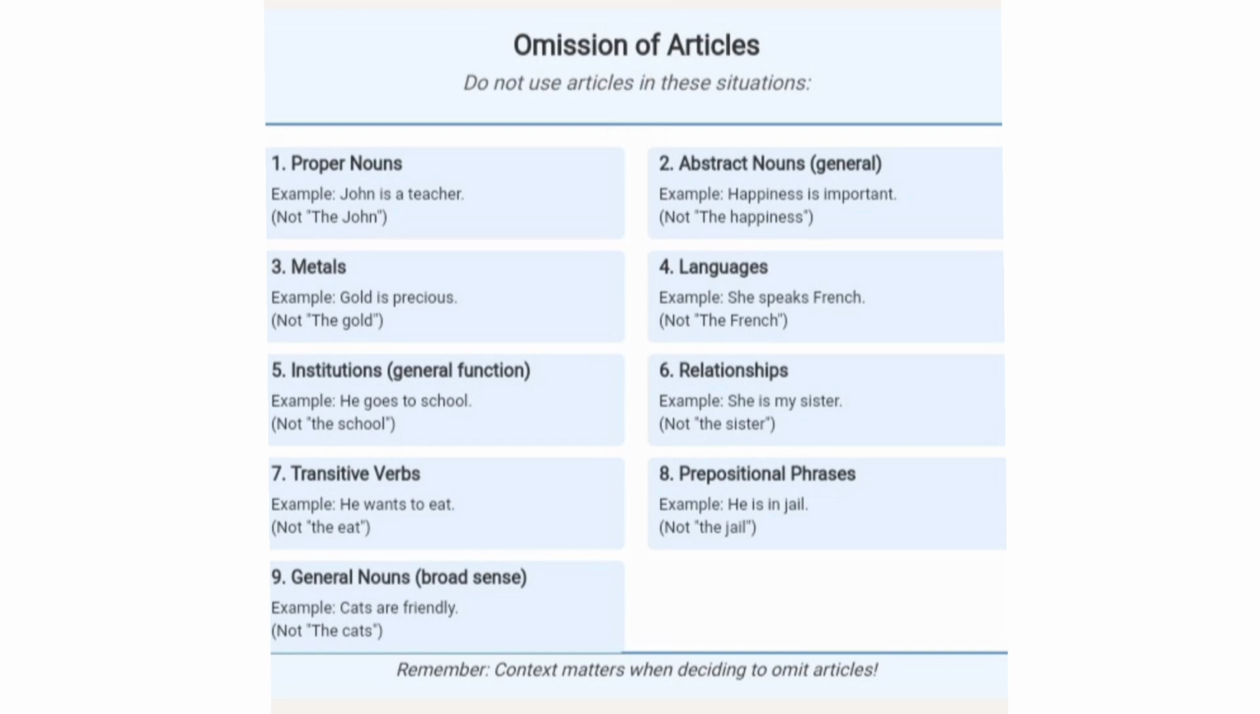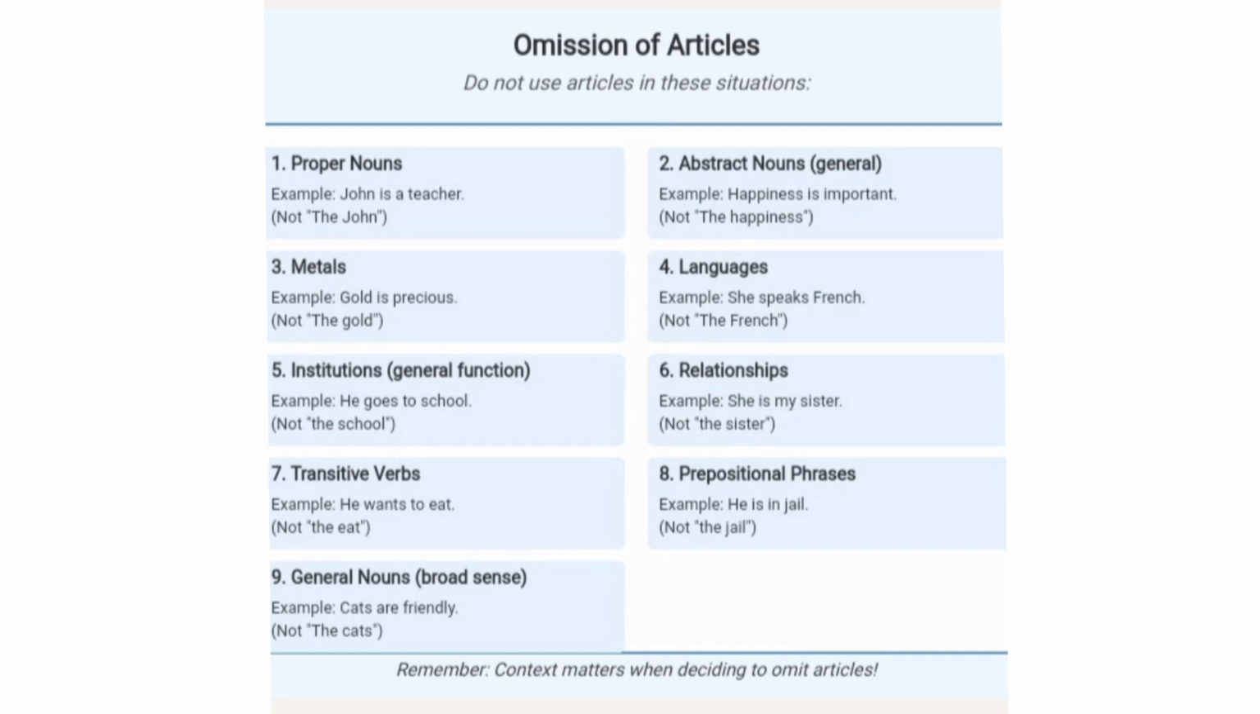Before languages also, articles are not used before the names of languages. We have to say, she speaks French. We should not say "she speaks the French." The gold, the happiness, the John are all wrong.